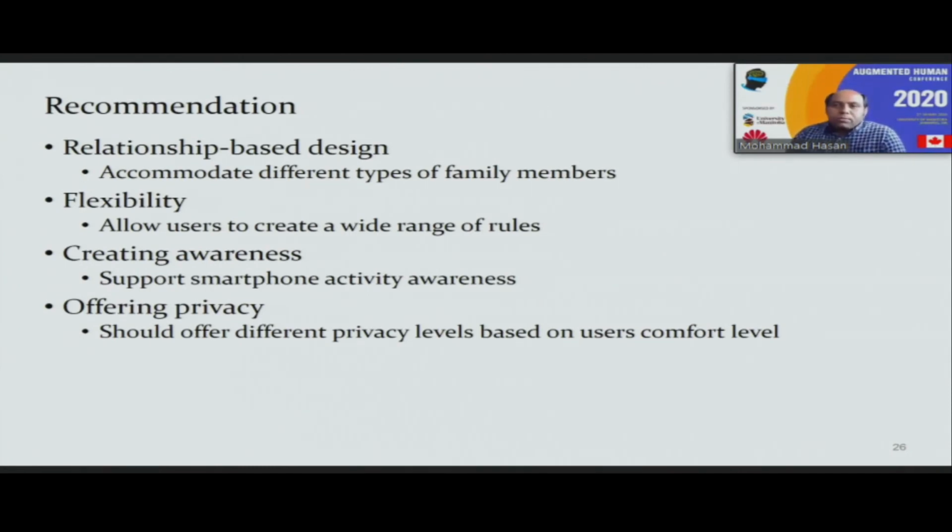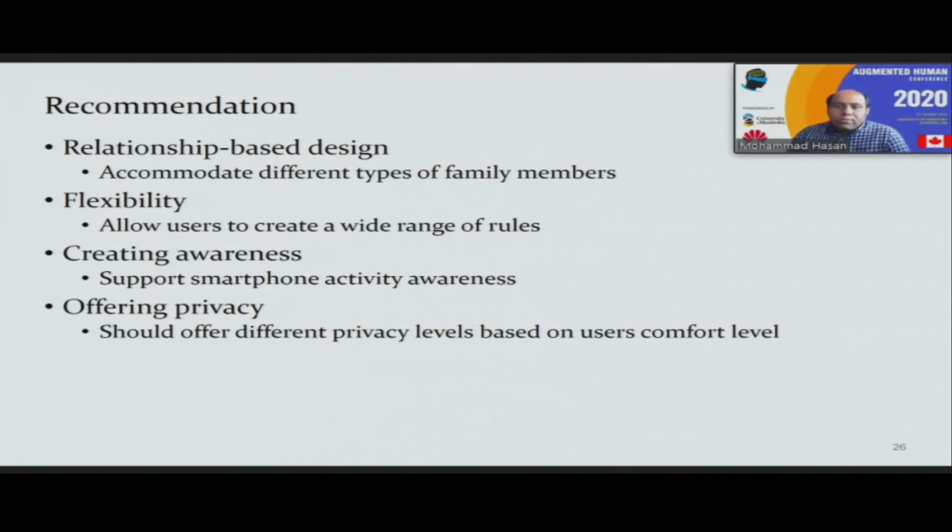Basically, if anyone wants to design a tool, here are some of the things that you may consider. The very first thing is the tool should be designed to accommodate different types of family members, for children, for older adults, or for a partner, and so on, like as you observed in our study.